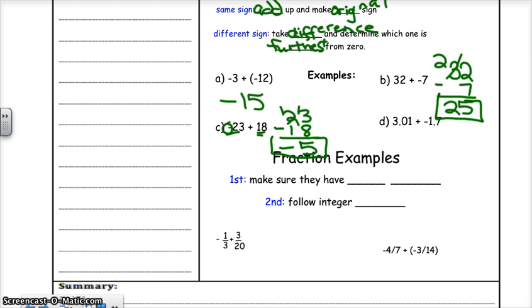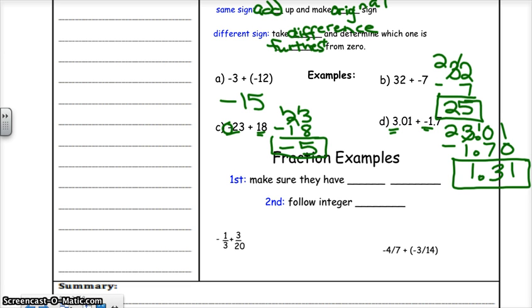3.01 plus a negative 1.7. Jasmine, same or different signs? Different. So I take their difference, lining up decimals, okay, so I have 1.31. Which one is furthest from 0, positive 3.01 or negative 1.7? The positive 3 is further away, so it will remain positive.